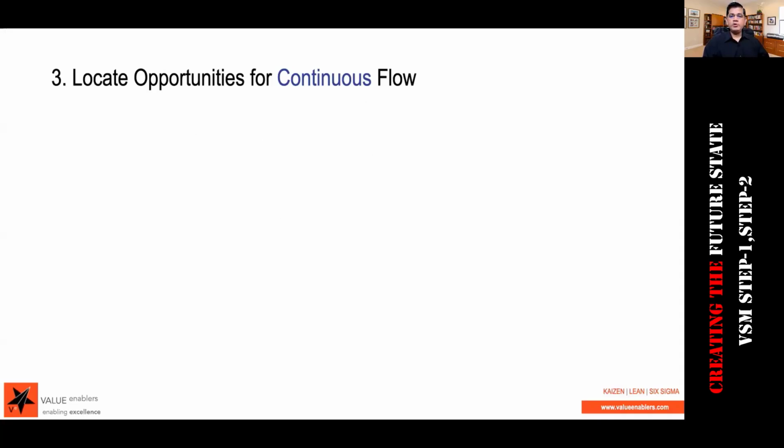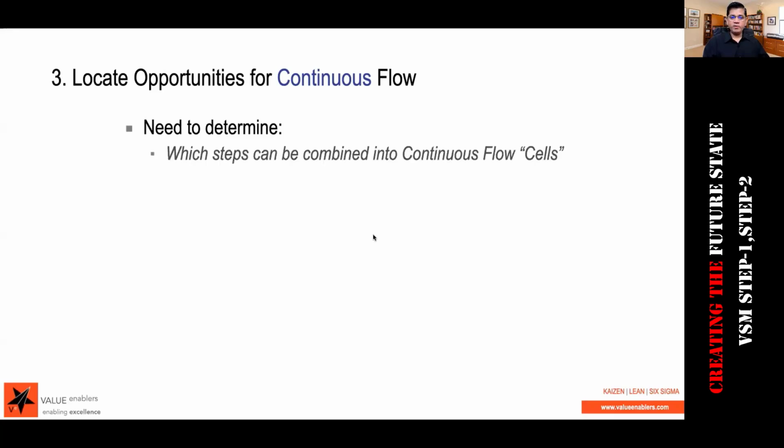Okay, locate opportunities for continuous flow. So we need to determine the following. Let's see which steps can be combined. ECRS, all of us have heard about ECRS in the Kaizen module, right? Process flow activity mapping. Which steps can be eliminated, which steps can be combined, which can be rearranged or reduced, which steps can be simplified, and all that. So all this will lead to continuous flow. So I've just written, it is a general practice, right? Combining 2 flow cells. Yeah.